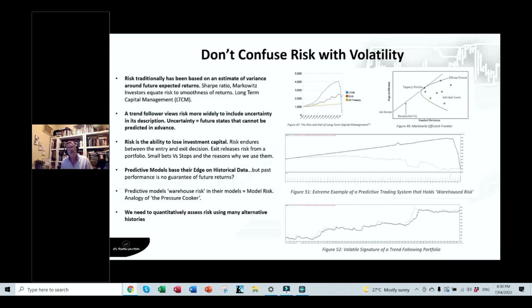So we have no expectations of future returns. Therefore, we can't use traditional risk models such as Sharpe, or Markowitz's efficient frontier, where they talk about standard deviation away from expected returns.